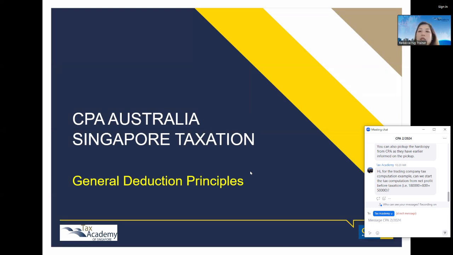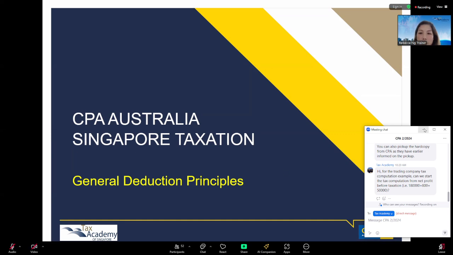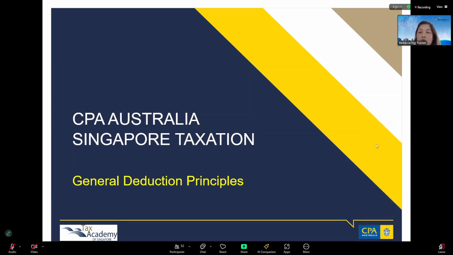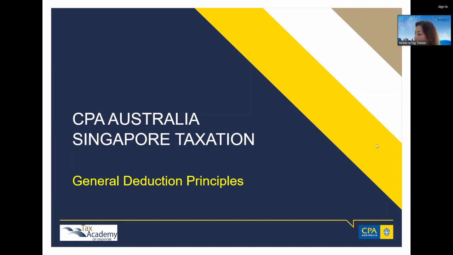Okay, so let's recap on what we have learned before the break. We have learned that the tax computation is actually prepared based on the provisions of the Income Tax Act 1947. And the format of the trading tax computation starts from the net profit before tax and the various tax adjustments to arrive at the adjusted trading profits.